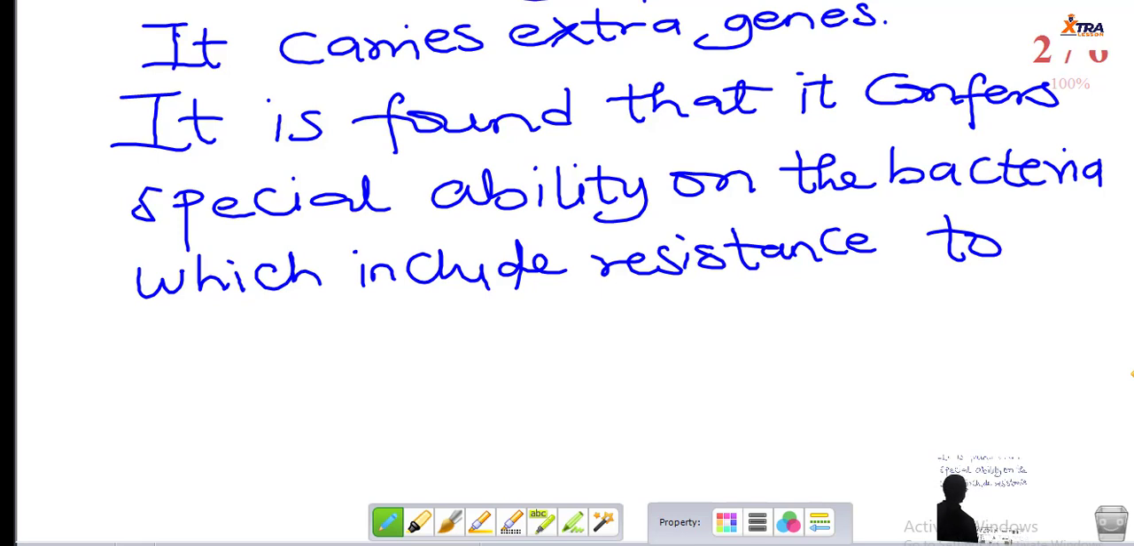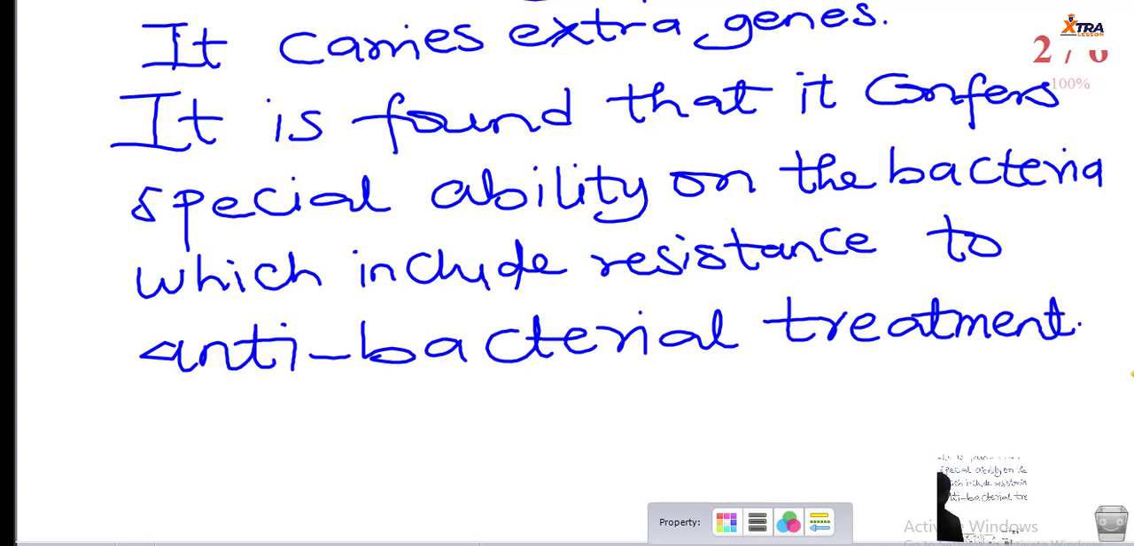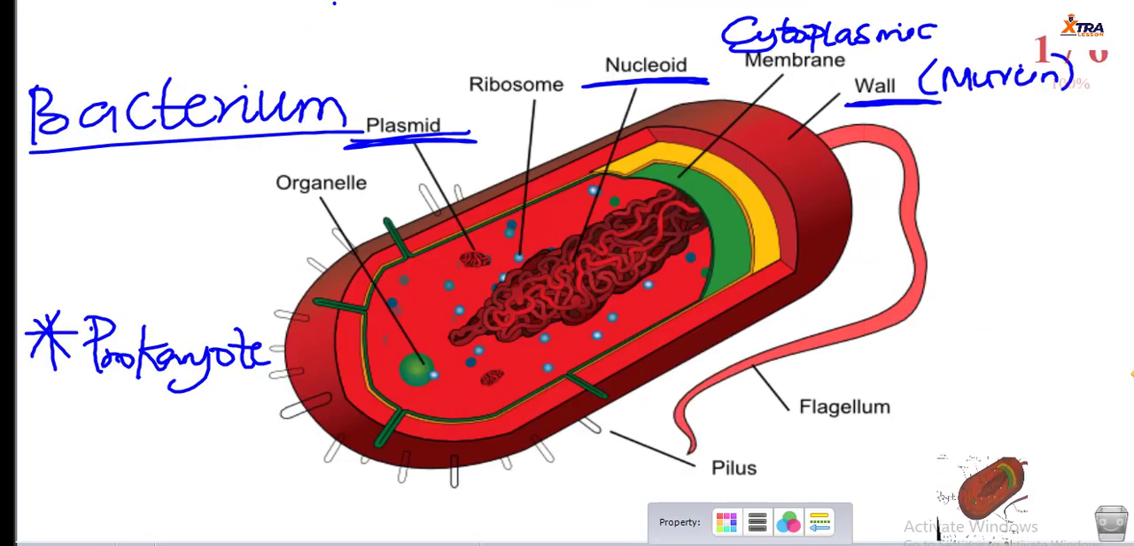It is found that it confers special abilities on the bacteria, which include resistance to antibacterial treatment. That's what they found out about the plasmid. Not only resistance to antimicrobial treatment, but also the ability to resist some very harsh conditions. Scientists have found that those things are related to the plasmid. So it's the plasmid that gives them those extra features. In most bacteria, you won't see organelles, because those structures just lie freely.